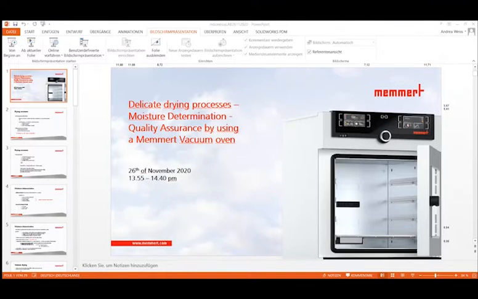Moisture content is the quantity of water contained in a material. This also affects the taste and the shelf life of the product. We talk here about legal and labeling requirements. There are limits to the maximum or minimum amount of water.